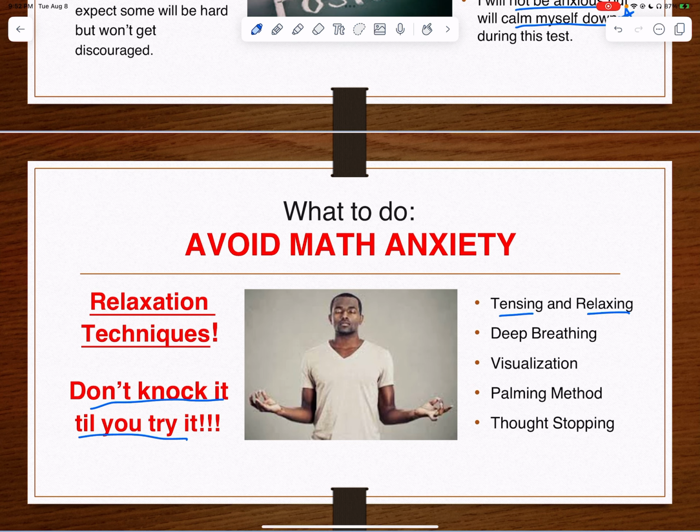Okay, that's similar to this. Tensing and relaxing is very similar to the palming method. For the palming method, you take your hands and put them under your desk and press up on the desk. Or you can do it under your chair if you think you might lift the desk. It's basically the same thing as tensing and relaxing. You put a lot of pressure on that palm and push on that desk or chair really, really hard and tense that way, and then release.